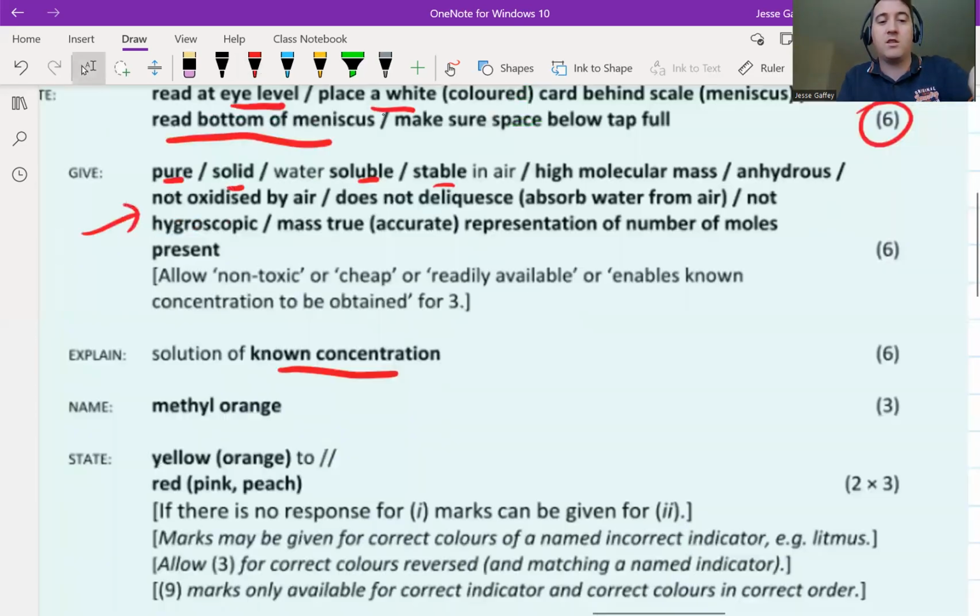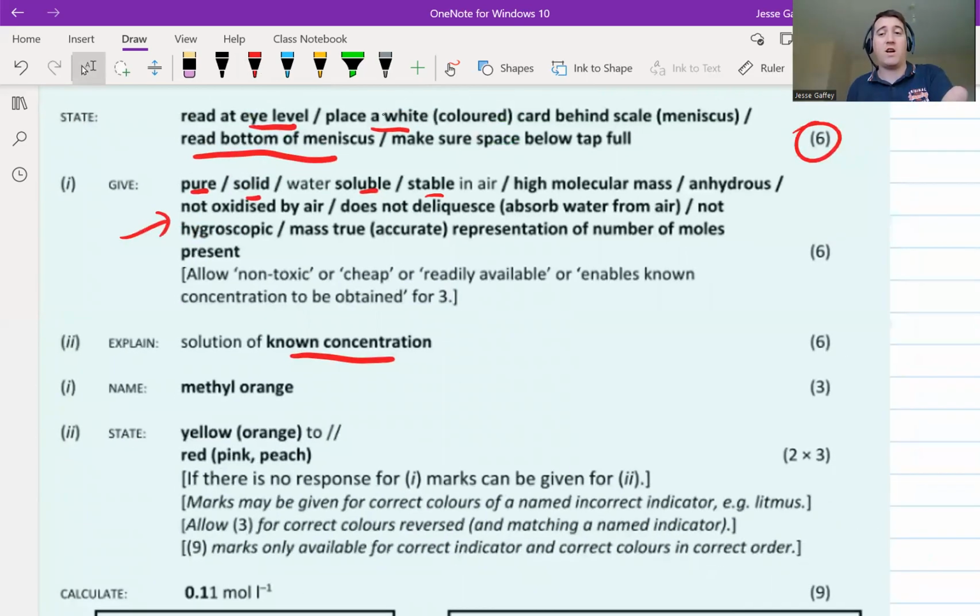The indicator is methyl orange, because it's a strong acid, HCl, and a weak base, sodium carbonate. Strong acid, weak base, methyl orange. Remember this, SAWBMO: strong acid, weak base, methyl orange.